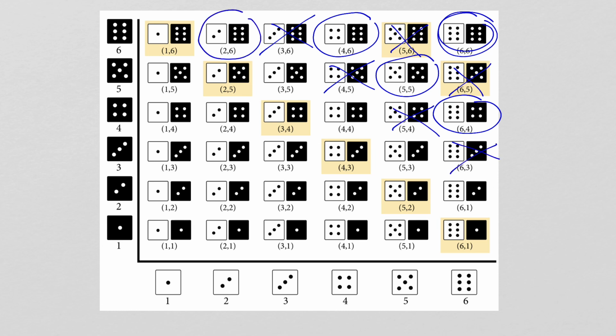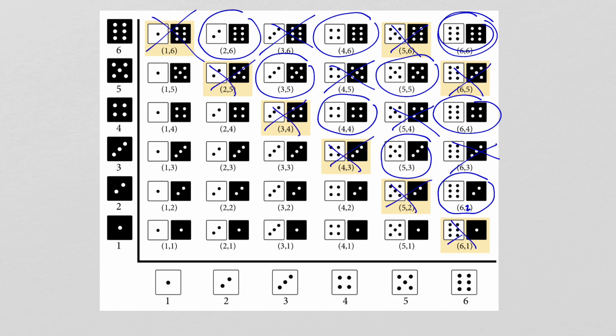2 plus 6 is 8. 3 plus 5 is 8. 4 plus 4 is 8. 5 plus 3 is 8. 6 plus 2 is 8. That should be a 2 right here. There we go. Okay. These, of course, all give us a sum of 7, so we're not interested in that.